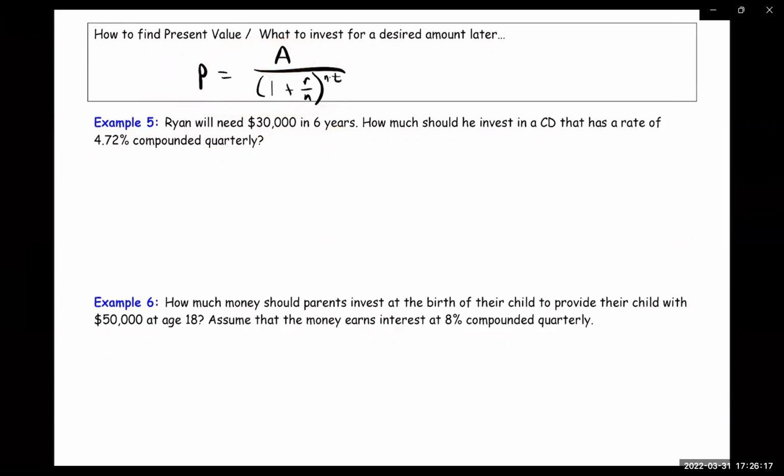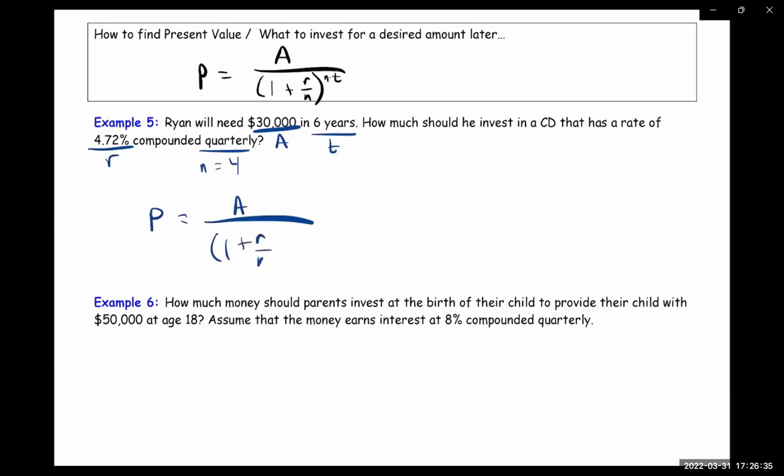So this is your A this time. That's how much you need in the future. This is how many years you need. This is the interest rate. Compounded quarterly, n is 4. All right, so we know A is 30,000.